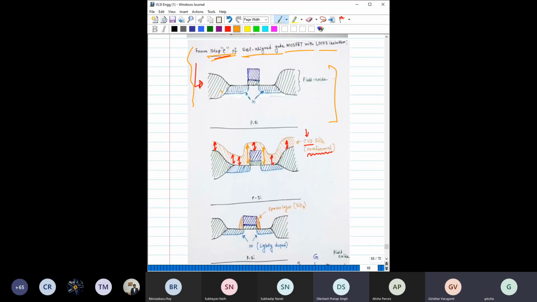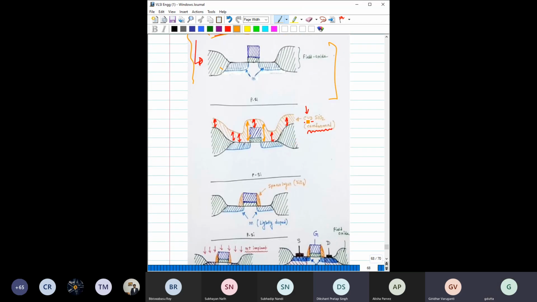Next, after that you deposit CVD silicon dioxide. The nature of this CVD silicon dioxide is conformal. Conformal means thickness is the same everywhere, it does not matter whether it is up or down. But if you notice around these gate edges, the thickness is higher compared to the other regions, because of this edge effect.